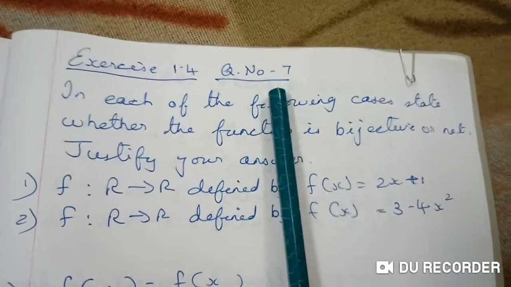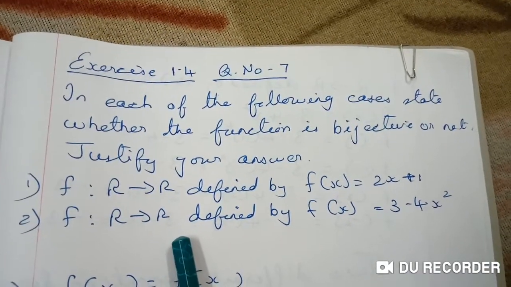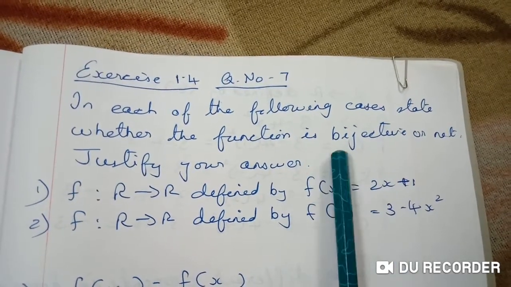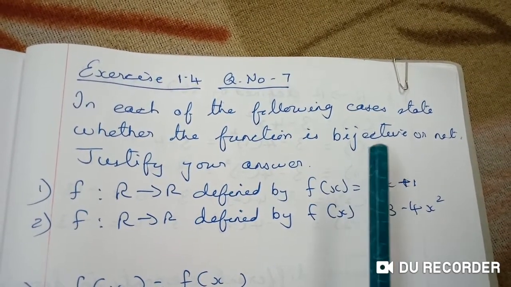In question number 7, they have given us two functions and they've asked us to find out whether it is a bijective or not. Bijective means it must be 1 to 1 and on to.